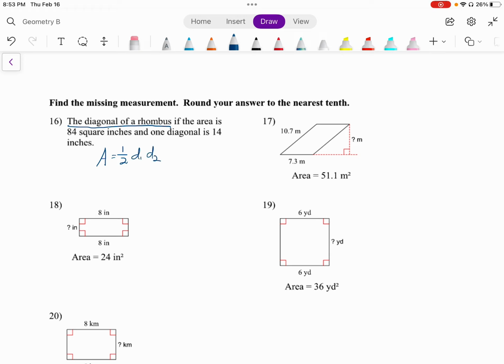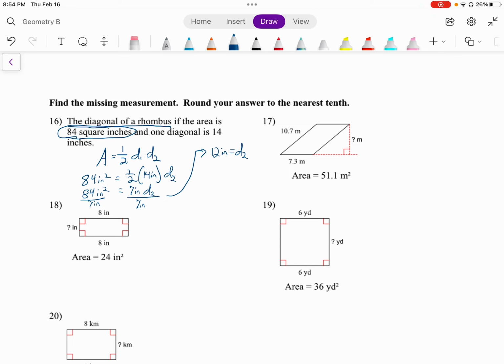So now what we do with these is we plug in the 84 square inches for the area equals 1/2. We know one of the diagonals is 14 inches, and we want to find the other one. So we have 84 inches squared. Half of 14 inches is 7 inches. And then we would divide both sides by 7 inches. Well, 84 inches squared divided by 7 inches is 12 inches, and that is the length of diagonal 2.